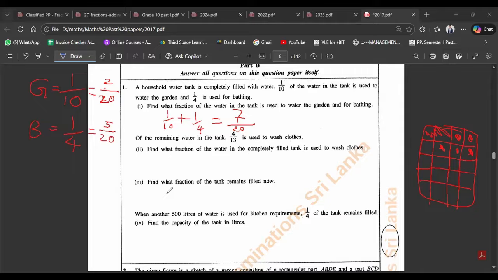Now tell me, in the tank, what is the remaining we have? What is the remaining fraction we have? What is the remainder, the balance we have in the tank? Understood? Okay, now we'll go to the second question.